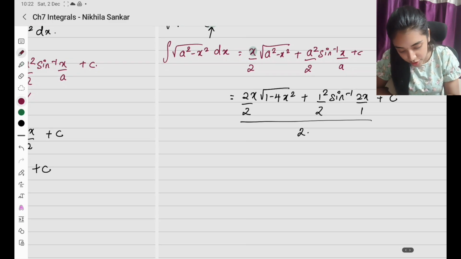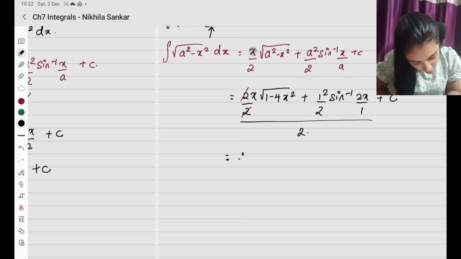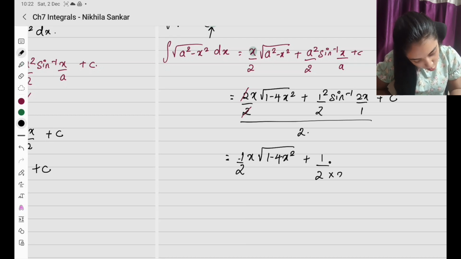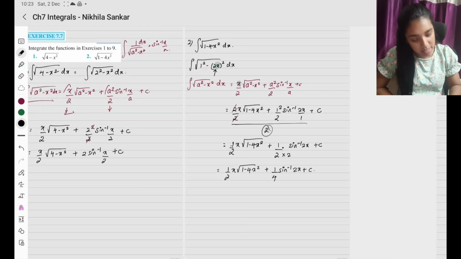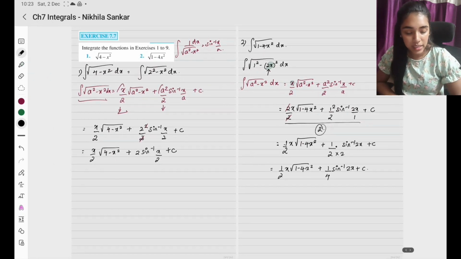So what answer do you get? You can cancel these 2. So in the end, I have 1 by 2 x into square root of 1 minus 4x square plus 1 divided by 2 times this 2, okay? Times this 2 times sin inverse of 2x plus c. So this is nothing but half x times square root of 1 minus 4x square plus 1 by 4 sin inverse of 2x plus c. So this is my answer, okay? Please copy.